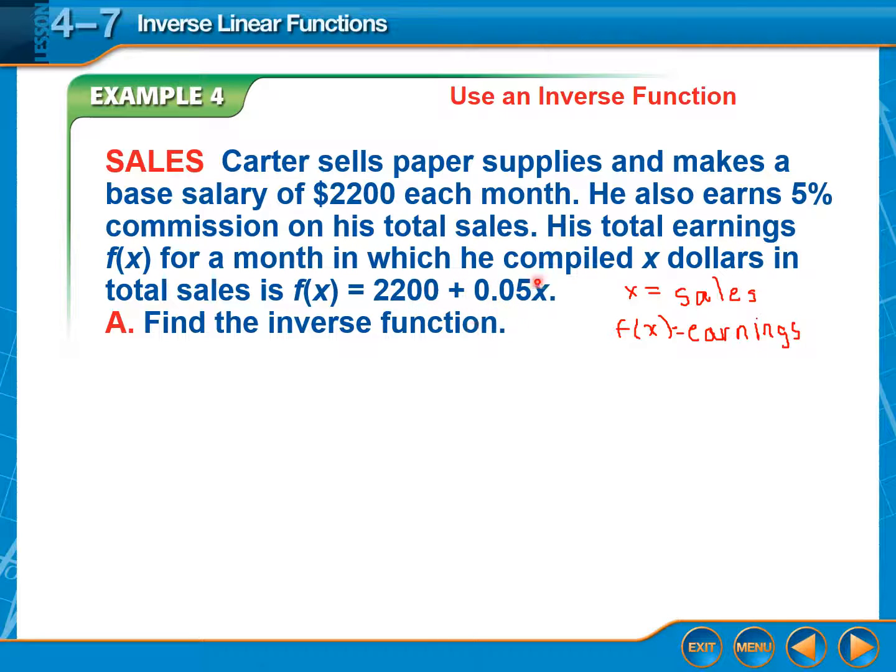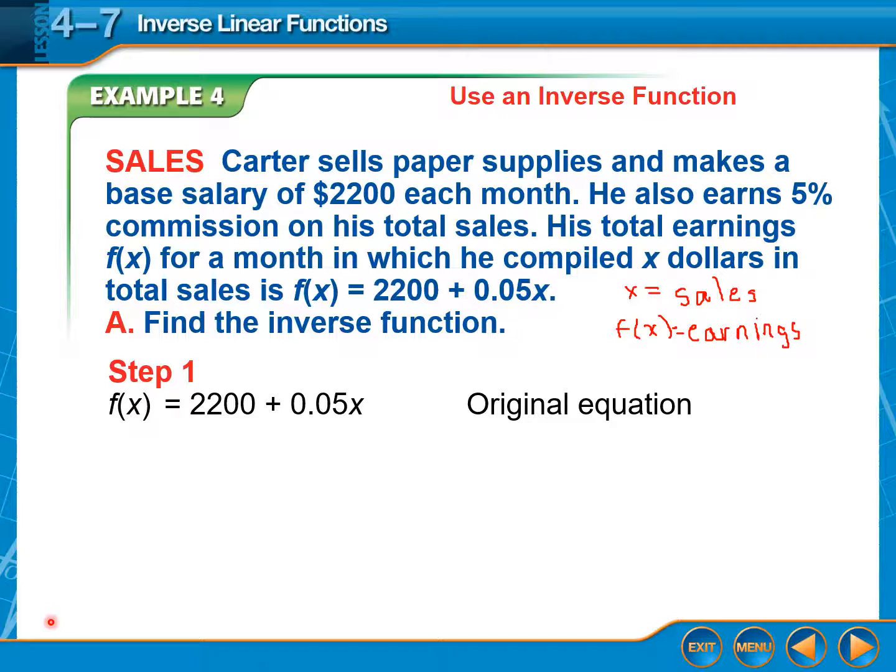Now this 0.05, where did they get that from? Well, it's 5% of his total sales. So they changed 5% to a decimal. So 5% is 5 over 100, or 5/100ths times x. So we want to find the inverse of this function. So the function is 2,200 plus 0.05x. So step 1, write the equation. F of x equals 2,200 plus 0.05 times x.